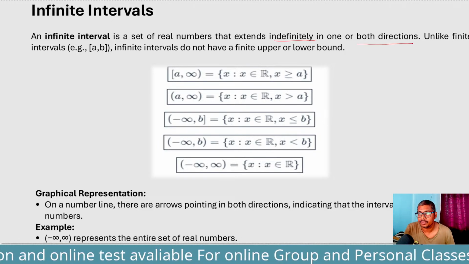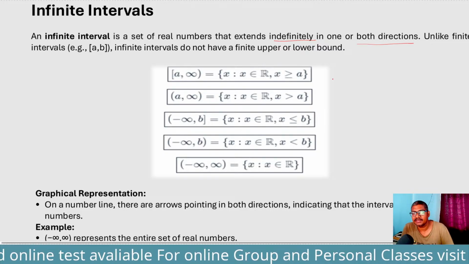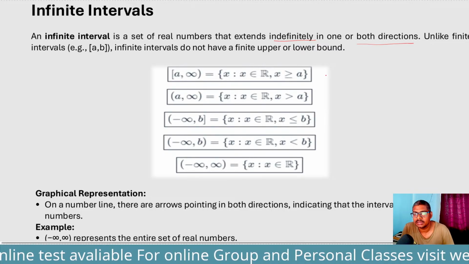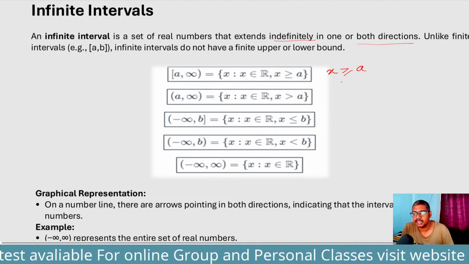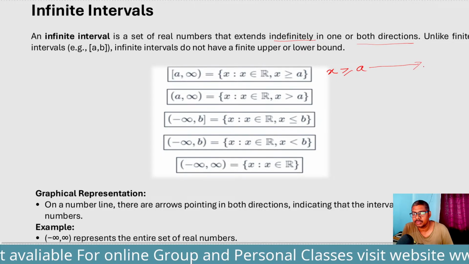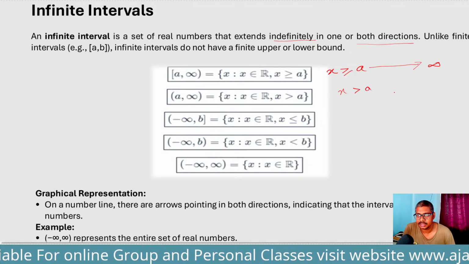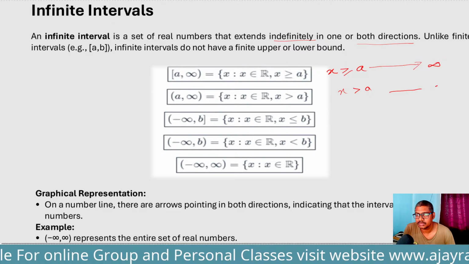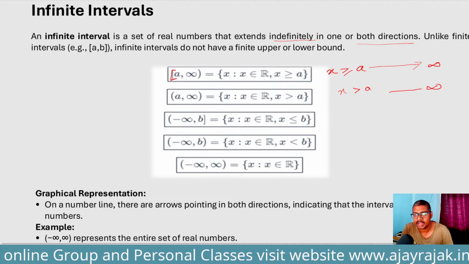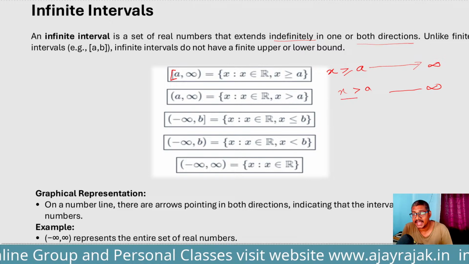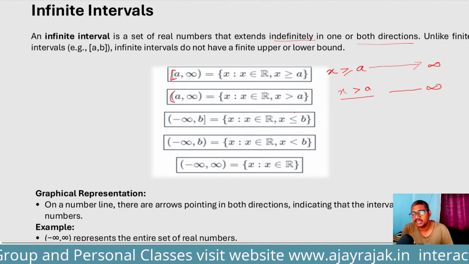Infinite intervals are sets of real numbers that extend indefinitely in one or both directions. If the upper condition is not given but the lower one is, x is simply greater than or equal to A, but there is no limit after A; you are going up to infinity. Similarly, x is greater than A, so you are going up to infinity. But what is the difference here? A is included here, so you can see that A uses the square bracket, but in this condition x is greater than A, so we are going from the open interval at A to infinity.